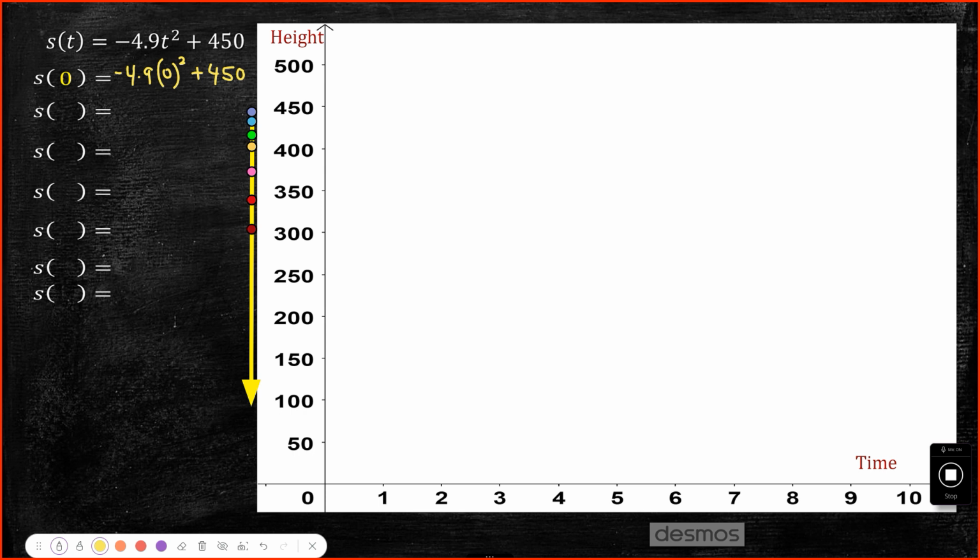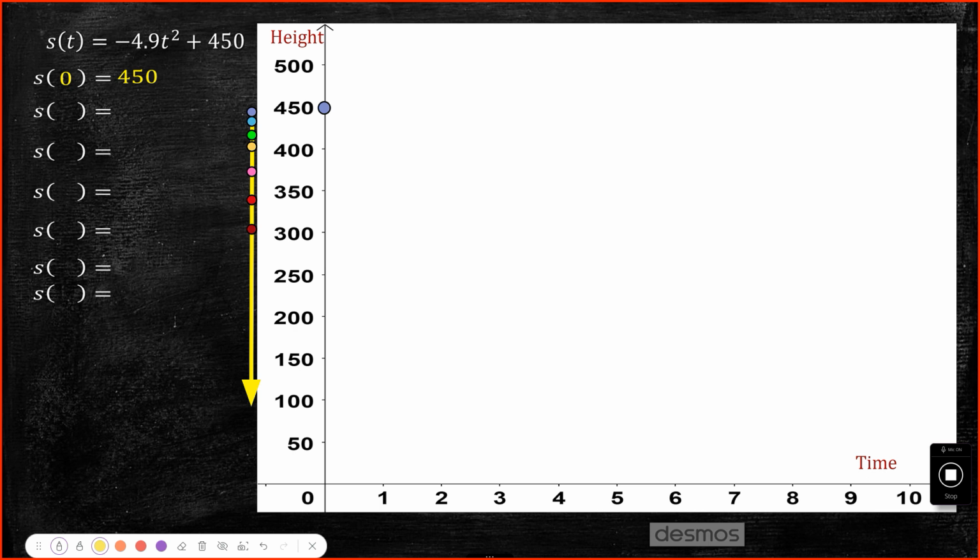So 0 squared is 0, times that 0, 0 plus that is 450. So it's 450 feet up in the air. Then we let go of the rock at time equal to 0, and then it starts free falling. So how high off the ground is it now? So you're going to plug in t is 1. When you graph it, I'm already graphing it here. At time equal to 0, it is 450 feet up in the air. And at time equal to 1, it's going to be somewhere up in the air.